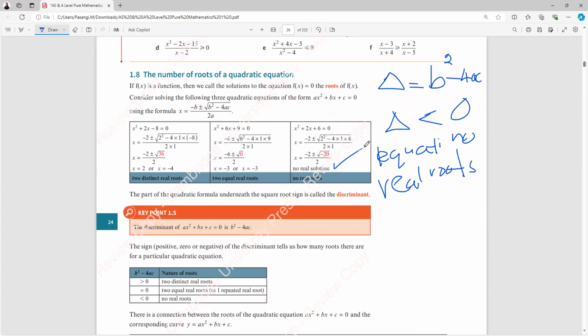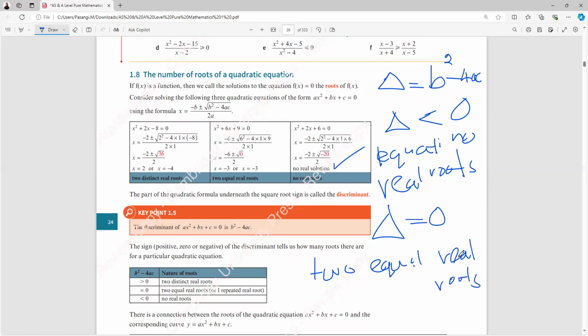That means the discriminant, b squared minus 4ac, is less than 0, which is actually a negative value. Now, if the discriminant value equals 0, that means it has two equal real roots.